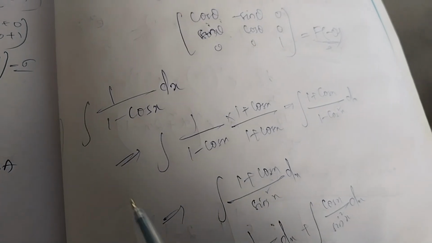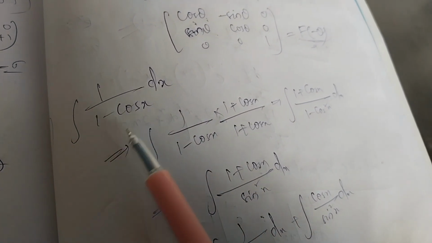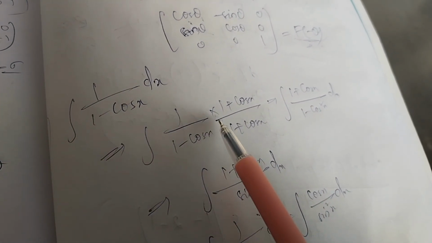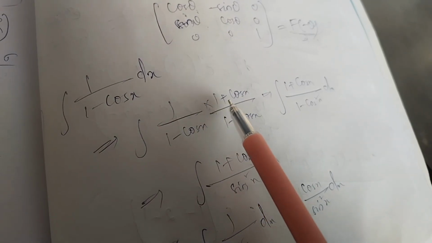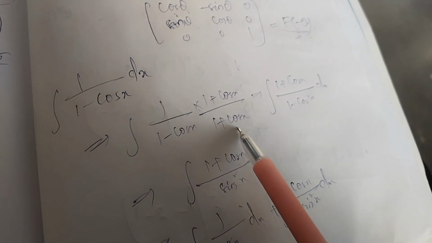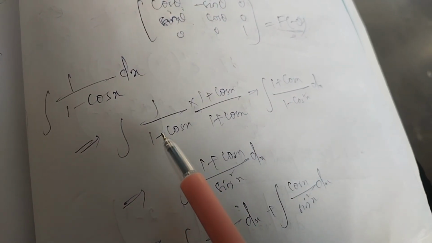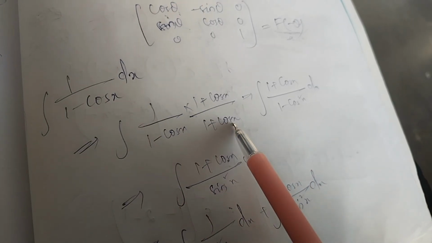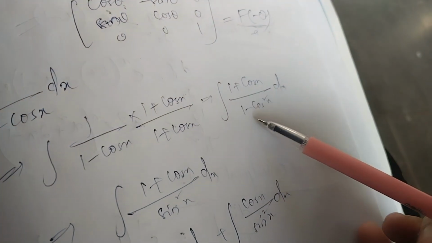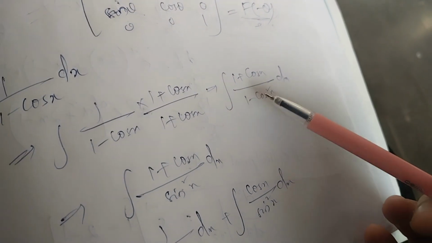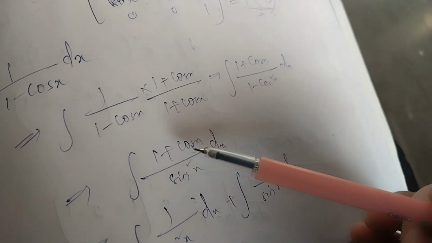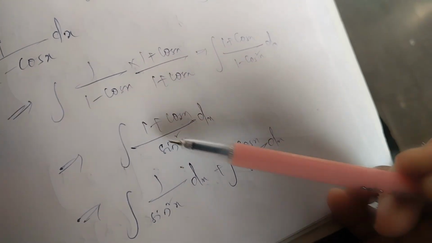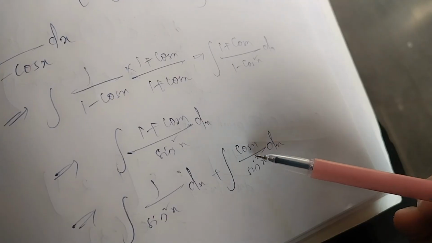And the next question, we have to perform the integration of 1 by 1 minus cos x dx. Then simply I am performing the rationalization, multiplying and dividing with 1 plus cos x by 1 plus cos x. Then 1 minus cos x into 1 plus cos x is in the form of (a minus b) into (a plus b). We get a square minus b square, that is 1 minus cos square x, which becomes sin square x. So then writing separately, 1 by sin square x dx plus cos x by sin square x dx.